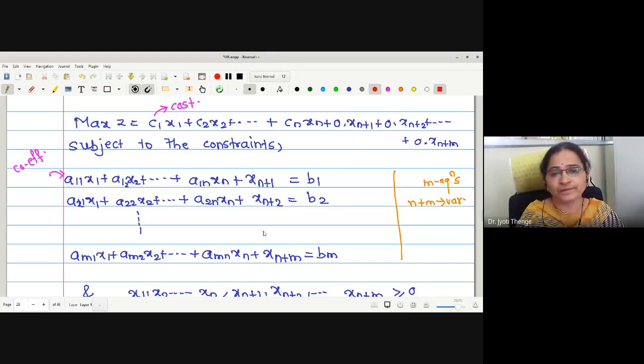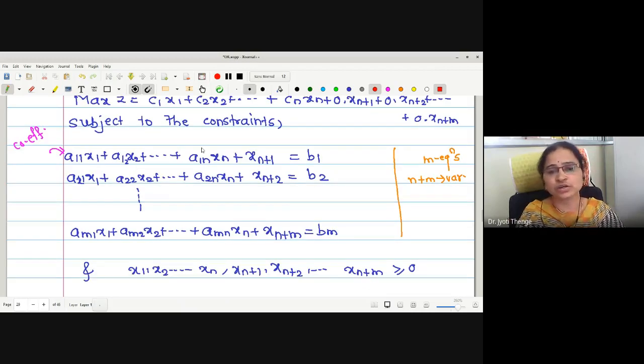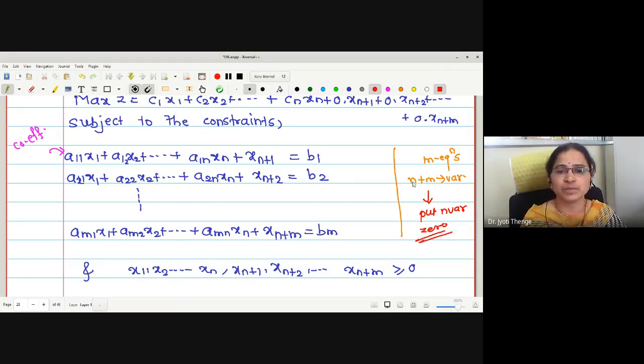Therefore, what we are going to do in this section is, out of these n plus m variables, we will put any n variables to 0. Then how many non-zero variables remain with us? m variables. Then those m non-zero variables with m linear equations we can solve very easily.